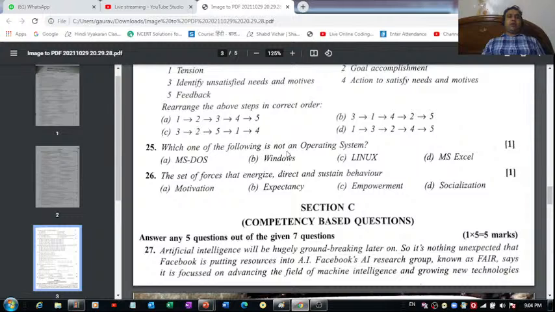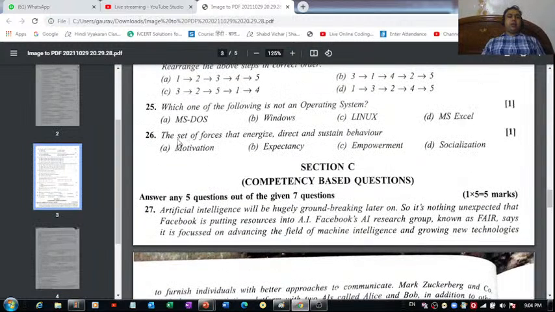Which one of the following is not an operating system? Of course, the correct answer is MS Excel because it is an application-based software. The set of forces that energize, direct, and sustain behavior is expectancy, empowerment, socialization, or motivation. Of course, this is also very simple. The correct answer is motivation.